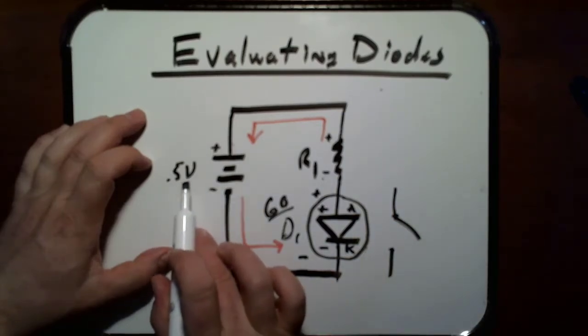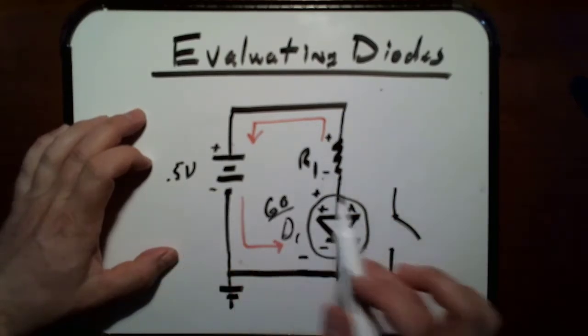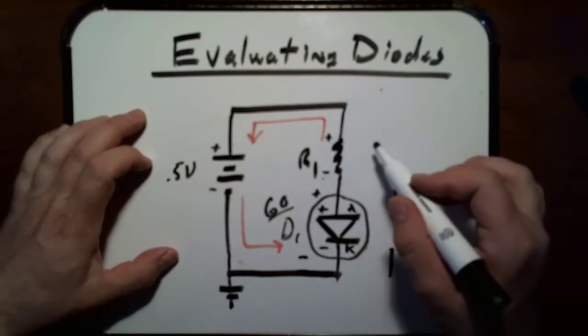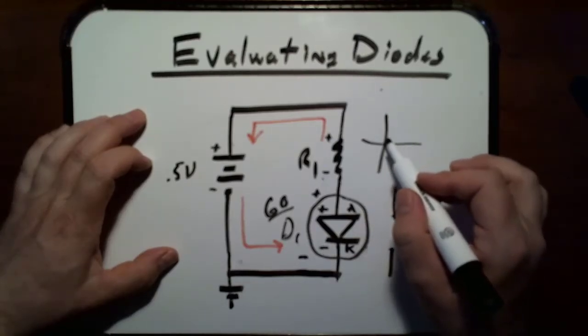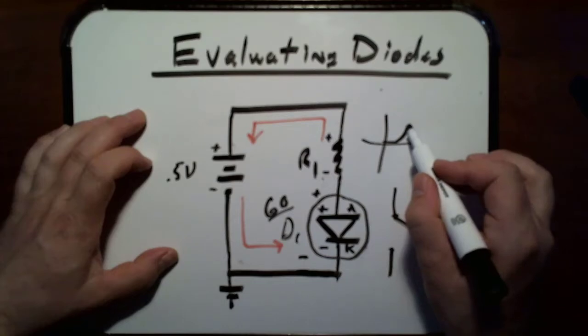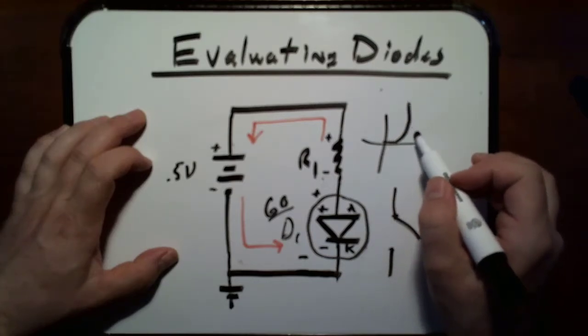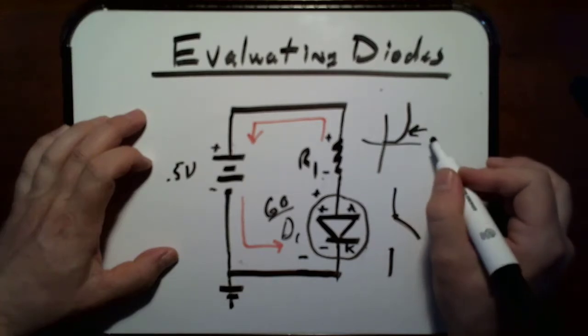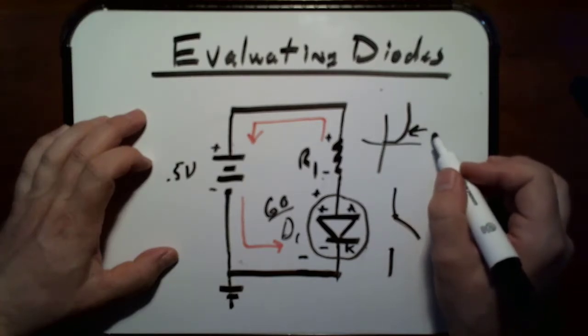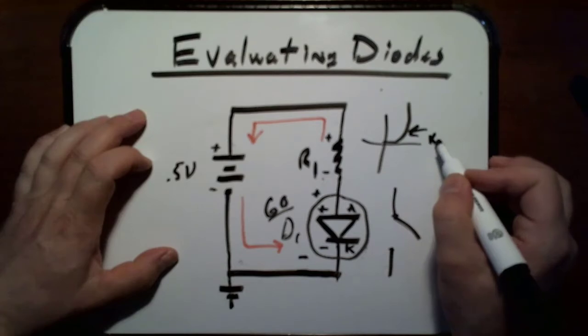As I start to move through 0.5 to 0.6 to 0.7, we have what's called a knee current, and we found out that the diode starts to open up around a rounded logarithmic corner, and this is called the knee. How do we spell knee? K-N-E-E?